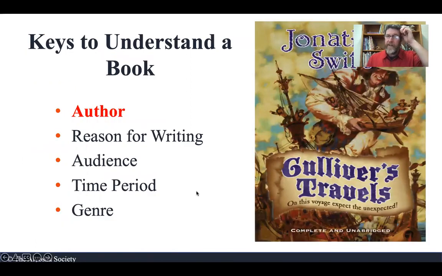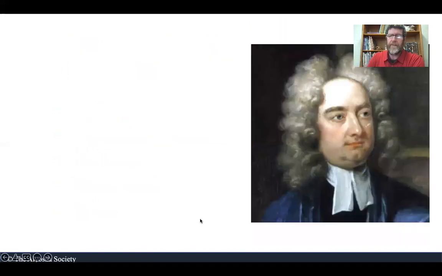Now, that brings us back to our keys to understand a book. Once again, remember the fancy pants term we're using for how to read a book, the historical biographical approach. Learn as much about the historical background and the biography of the author as you can to better understand the book. So we said that that would mean learning author, reason for writing, audience, time period, and genre. And in this video, we're going to focus more on author and genre. Author and genre. So let's get right to it.